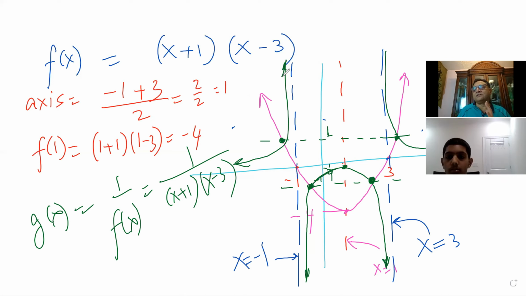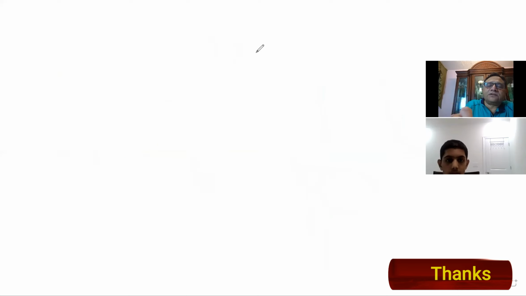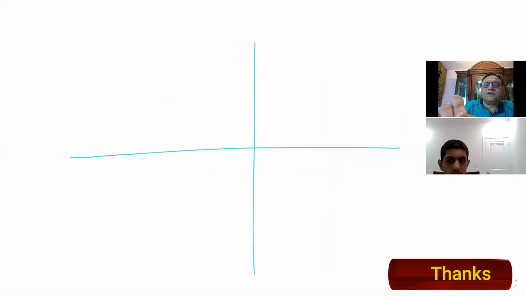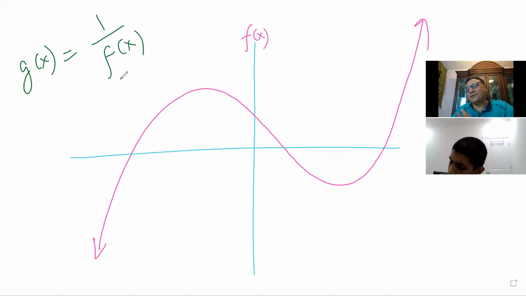Did you understand the method of sketching the reciprocal of a function graph? I'll now test you out. So we'll erase this. Okay, Abhinav, get ready. It's a cubic function. Tell me, how will you sketch the graph of, let's say we are given the function f of x, correct? Now, what I really want is the graph of g of x, which is 1 over f of x. It is the reciprocal of f of x.